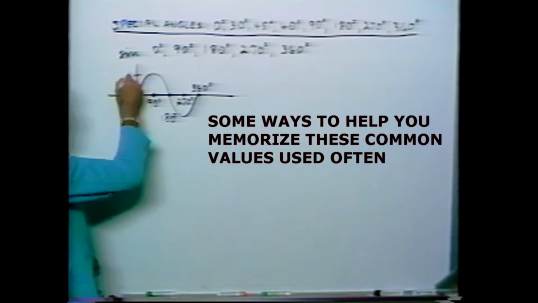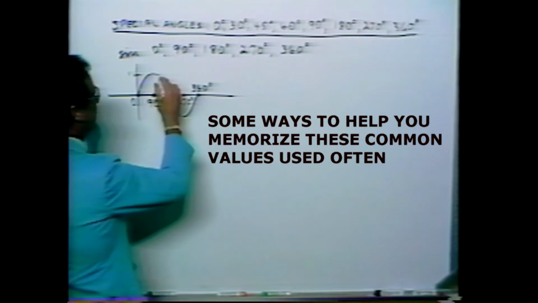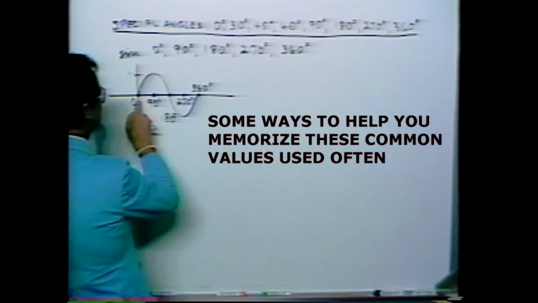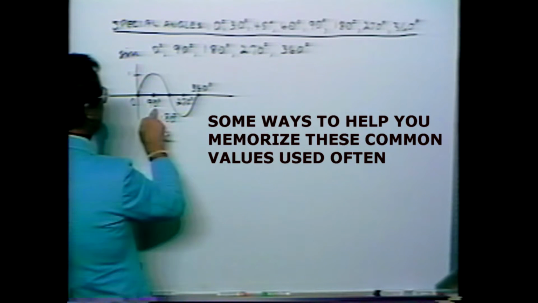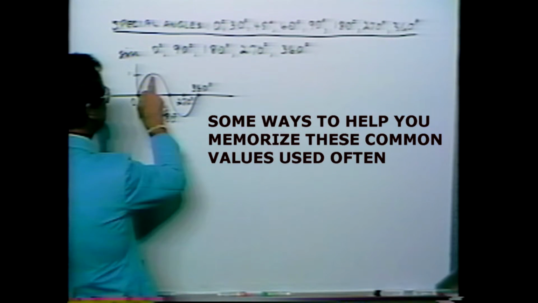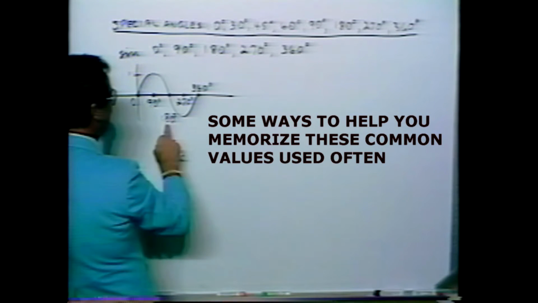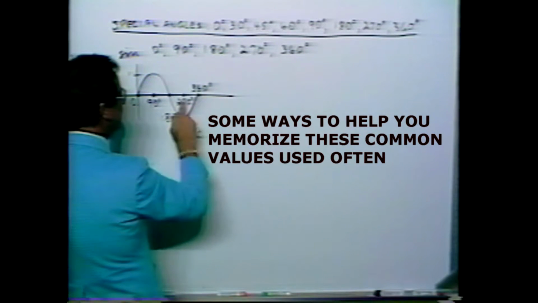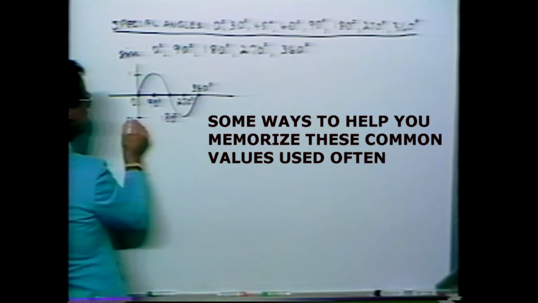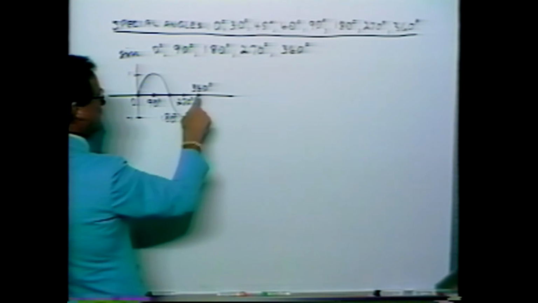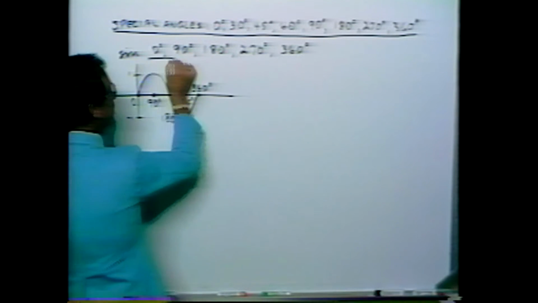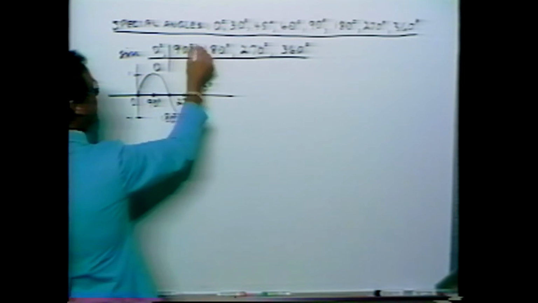You can see that for the sine of 0, the answer is 0. For the sine of 90, the answer is 1. For the sine of 180, the answer is again 0. For the sine of 270, the answer is minus 1. And finally, for the sine of 360, the answer is 0. And so here we have them.